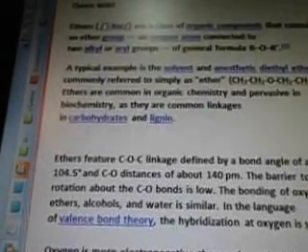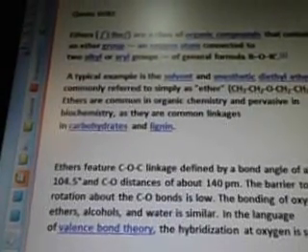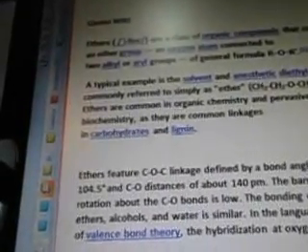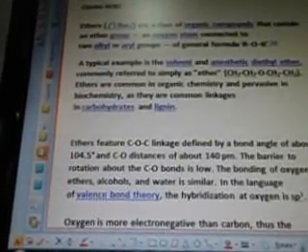Okay, a typical example is the solvent and anesthetic diethyl ether, commonly referred to simply as ether, CH3CH2OCH2CH3. Ethers are common in organic chemistry and pervasive in biochemistry, as they are common linkages in carbohydrates and lignin. Now we had lignin come up earlier in the last few videos.